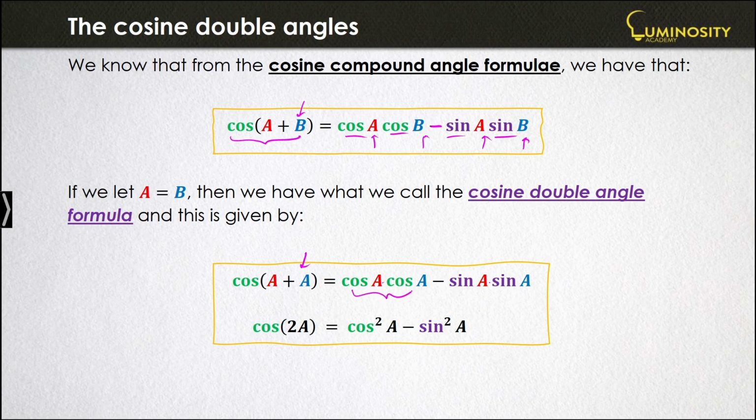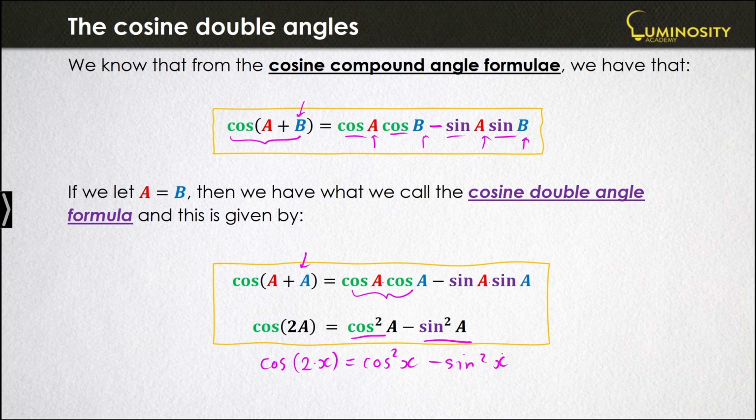But cos A times cos A is just cos squared A. And then sine A times sine A is just sine squared A. So we have cos squared A minus sine squared A. So that is what the double angle formulae is for cos. So cos of 2 times an angle x is cos squared the angle x minus sine squared the angle x.